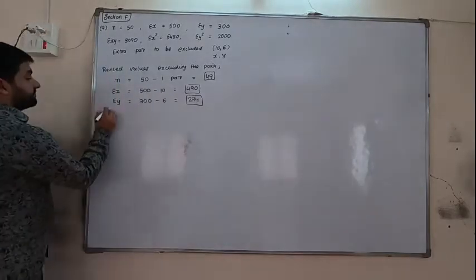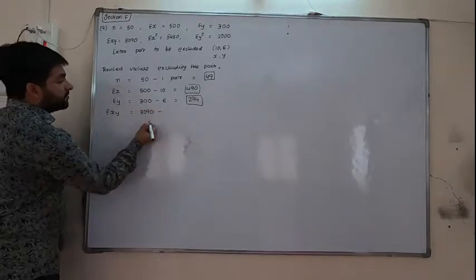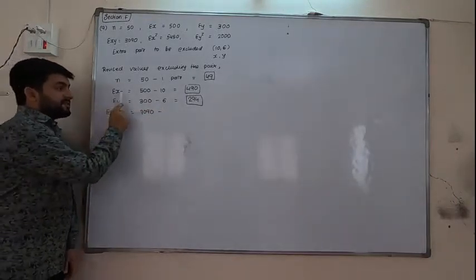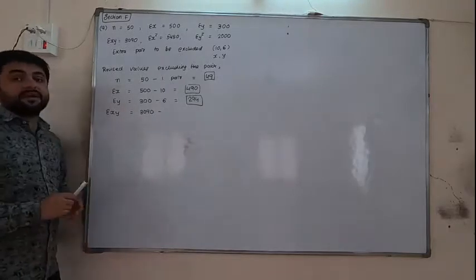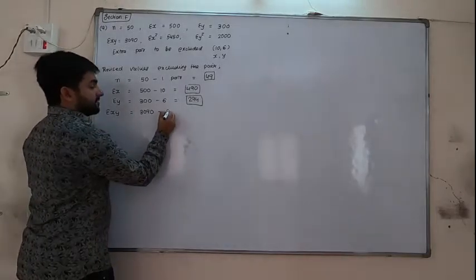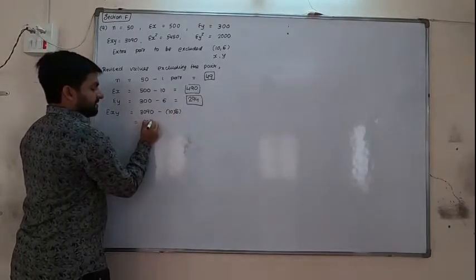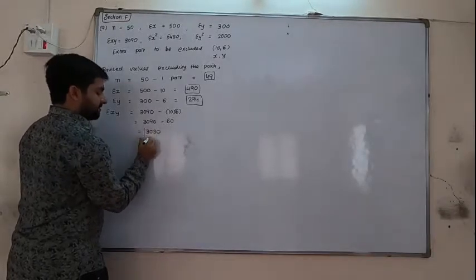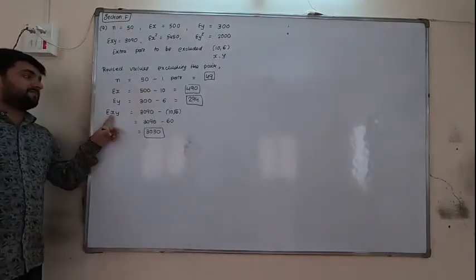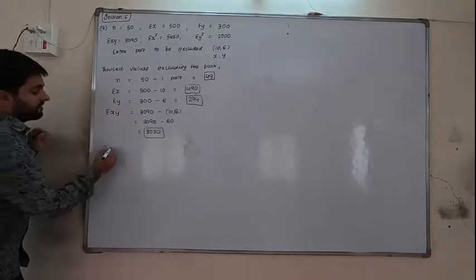Now sigma xy is 3090. How will we do it now? When it was x, then simply x. When it was y, then simply y. But now it is x into y, so we will also do x into y. So minus 10 into 6, 3090 minus 60, so it is 3030. See the expression: only x, so x; y, then y; x, y, then x into y.